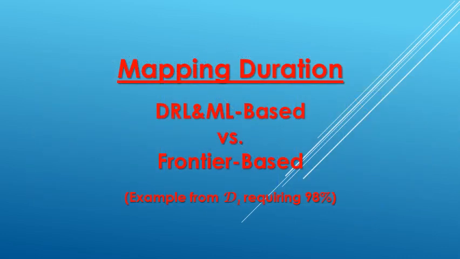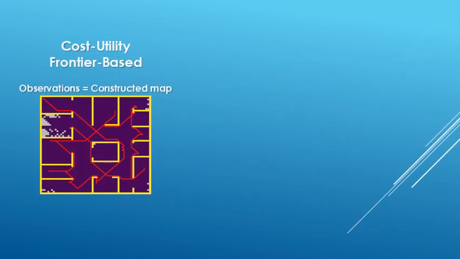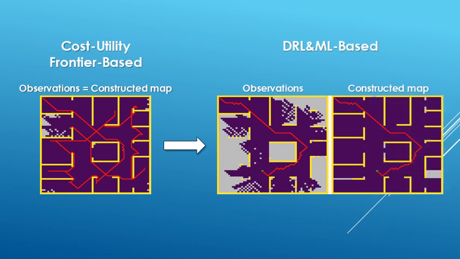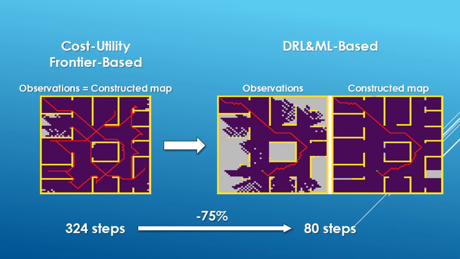Now let's examine the combined effect of the trained motion planner and map predictor on the mapping duration. The left figure shows the traversed path and the final map constructed from observations of the frontier-based algorithm. To the right are the results from the trained planning setup, where the leftmost figure depicts the executed path and corresponding observations, and the rightmost figure shows the prediction-based constructed map. The mapping times below, which are typical for this dataset, demonstrate how combining both of the trained models can yield a reduction of up to 75% in mapping time.